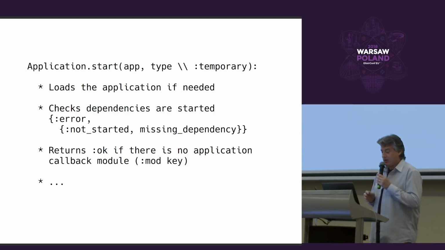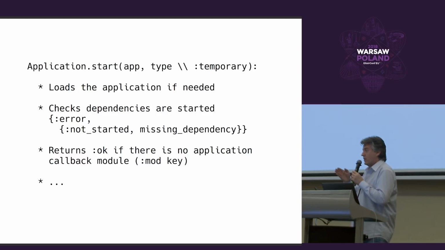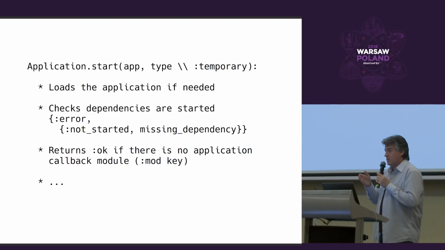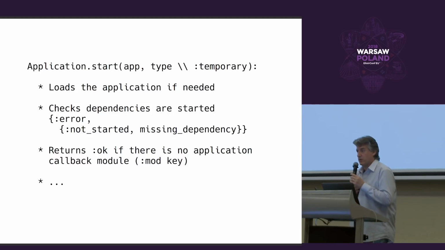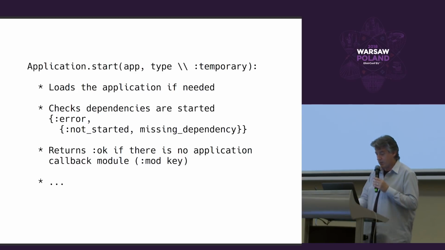All right, then, if you are able to load and the dependencies are all fine, they are all started, what happens next depends on whether you have a callback module or not, which is the mod key. The mod key can be missing. In that case, there's no mod module. If the mod key is present, you have a mod module. It's the application callback module, okay? And in Phoenix, you have an application callback module, but this is not required. So if there is no application callback module, we just return OK and done.